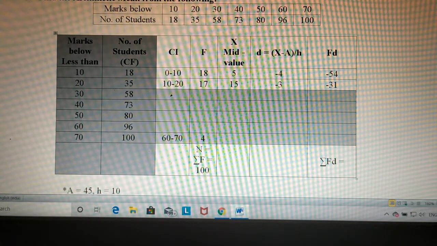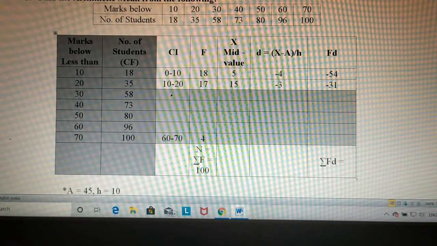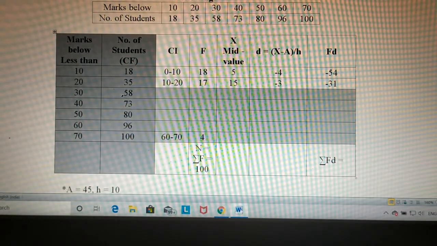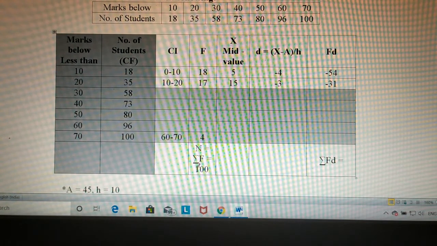Similarly, the next row will be 20 to 30. In order to get the frequency value, you have to subtract 35 from 58. Similarly, carry on with the procedure. So the last one will be 60 to 70 class interval: 100 minus 96 is 4. The total of this frequency value, we call it n. We get that as 100.